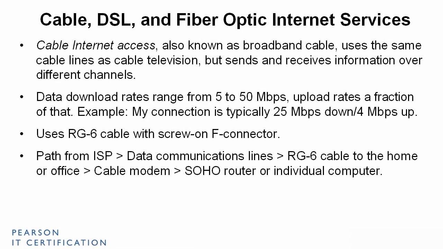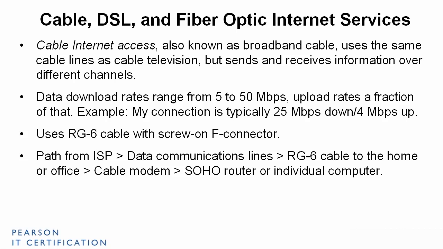And it's good to know the path that the data will take, the path from the ISP, basically, the internet service provider. It's going to go through the data communication lines, which could be coax all the way, or it could be fiber optic lines, depending on your distance from the central office, from your provider. So it could be fiber for a long run. Then when it gets to your neighborhood or to your office area, it'll become coax, and then RG6 cable to the home or office, and that'll go to either a network interface device or to the cable modem, and then to the SOHO router or to the individual computer with that RJ45 connection.